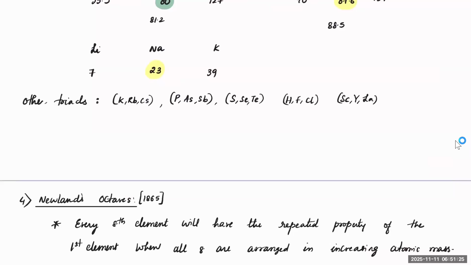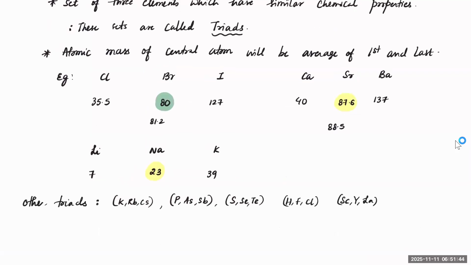The other triads which fit in that relationship include this one: potassium, rubidium, cesium, phosphorus, arsenic, antimony, sulfur, selenium, tellurium, hydrogen, fluorine, chlorine, scandium, yttrium, lanthanum. This I would suggest you write and learn only the sets, which are the important sets that you need to know.